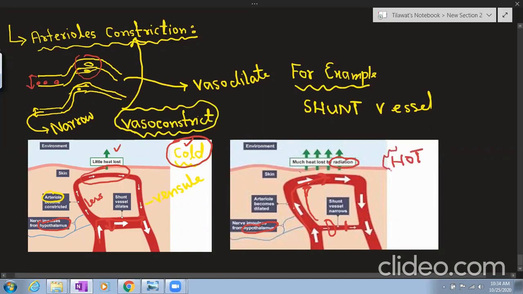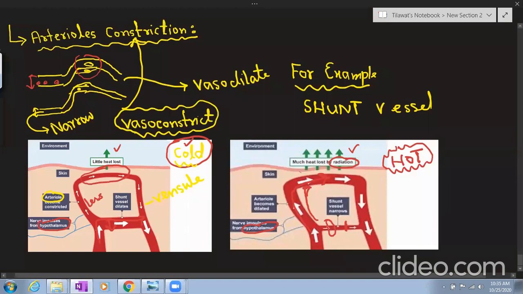Let me repeat once again. If it is hot, my body wants to lose heat. So for that reason, more blood has to move to the skin so that radiation happens and heat loss from our body occurs, right? So for that reason, the shunt vessel becomes what?